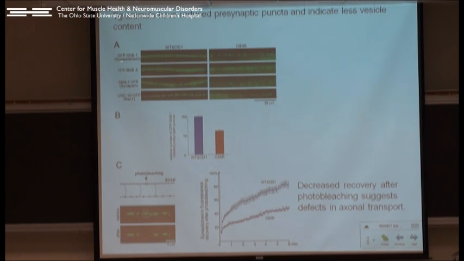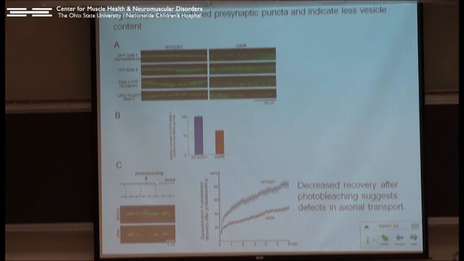So here they're just looking at a number of different markers of presynaptic terminals. A lot of these are presynaptic vesicle markers in both wild type and G85R. And they find that they're seeing a lot less of these presynaptic puncta in these animals. And here they quantitate it just by looking and counting these puncta. You see this decrease.